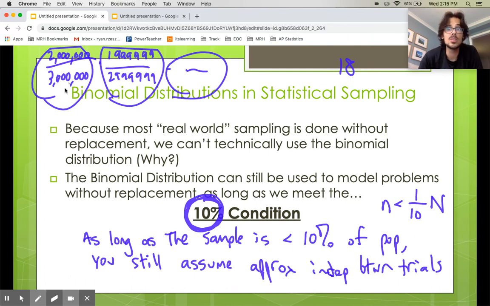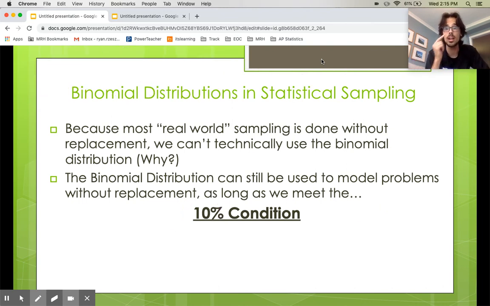But if I'm going to St. Louis, say I want to pick 1,000 people for my sample, 1,000 is still less than 10% of 3 million. 10% of 3 million is 30,000. So yeah, we could pick 1,000 people out of St. Louis and still be cool. So it's all a matter of scale, basically. And you'll see this 10% condition a lot in second semester.